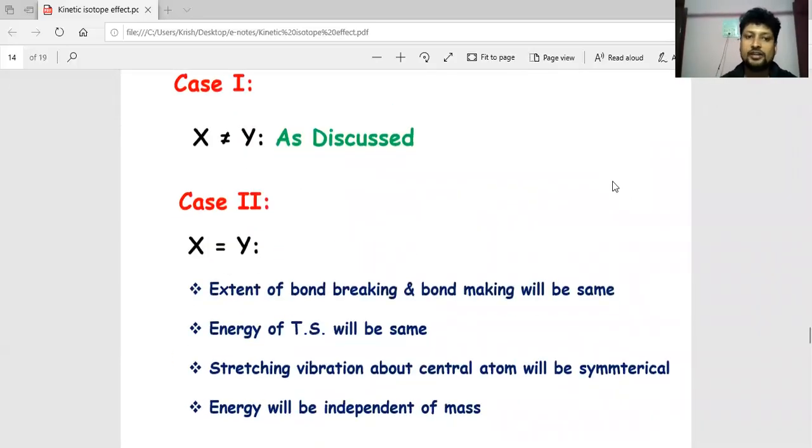Case 1, I have already discussed. If X and Y both the atoms are same, then what will happen? Extent of bond breaking and bond making will be same. Energy of the TS becomes same. So stretching vibration above the central atom will be symmetrical. Energy will then become independent of the mass. But case 1 is more important because we generally replace our atom by a different nucleophile.